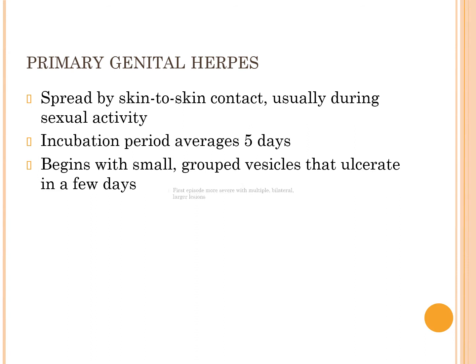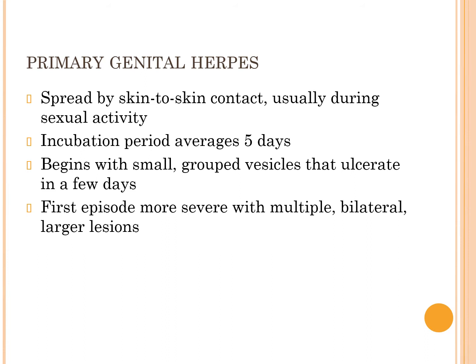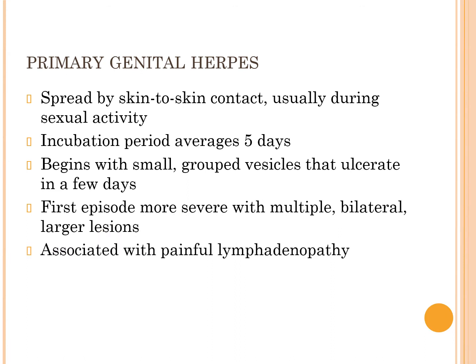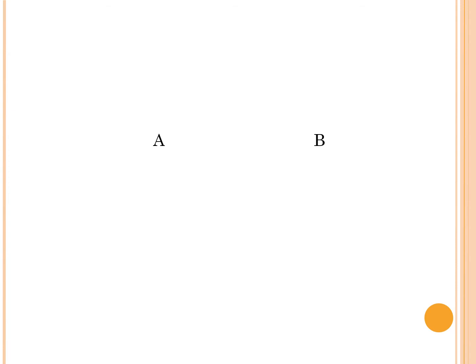they're usually located. The first episode of genital herpes will tend to be more severe, with multiple bilateral and larger lesions, and is associated with painful lymphadenopathy. In fact, the course of primary genital herpes may last up to 3 weeks. Next question.